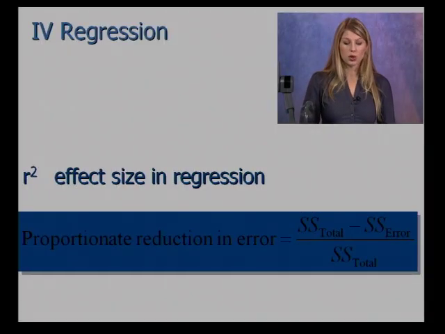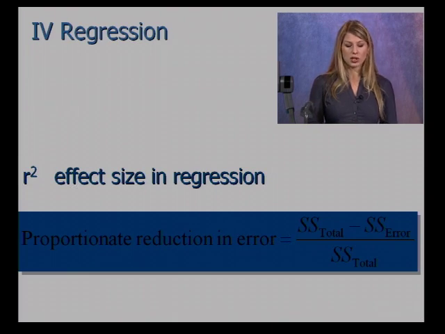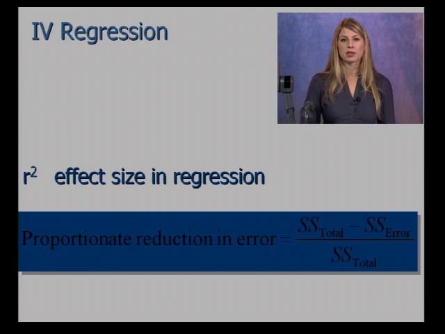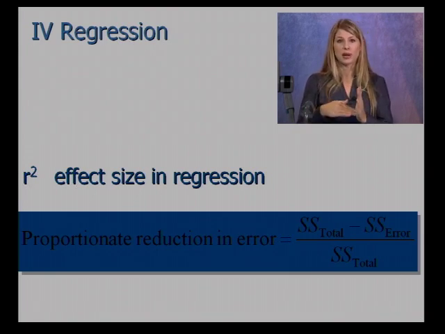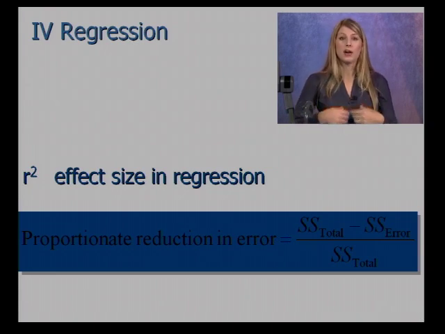Regression also has a different effect size. We use r squared as the effect size in regression, and it's just the sums of squares total minus the sums of squares error, divided by the sums of squares total. So essentially it's the proportion of variance explained in y by x. So it's how much variance in variable y is explained by variable x. And it translates to a percentage. So the percentage of variance in y that is explained by variable x.